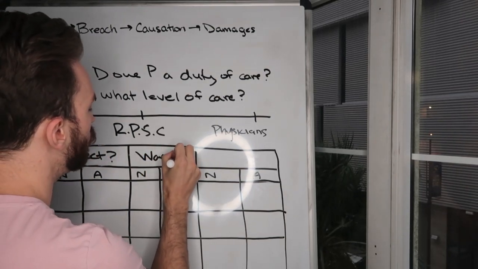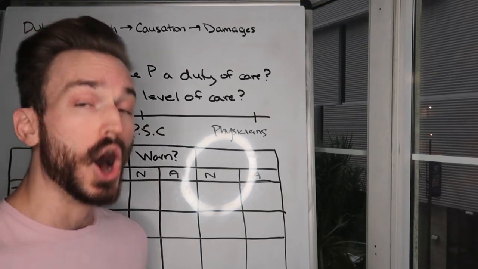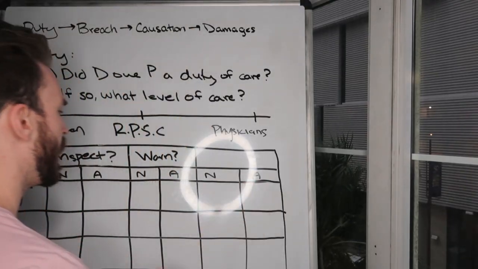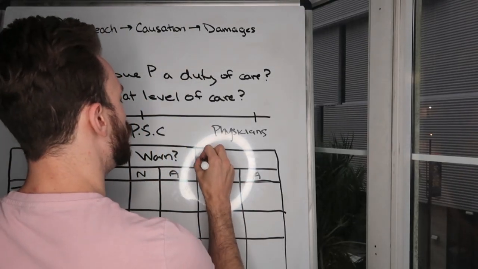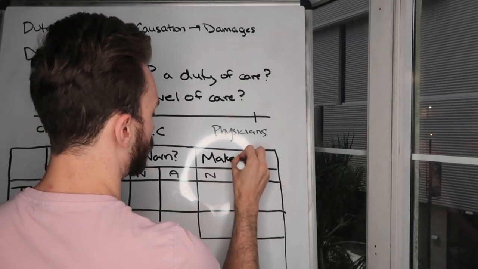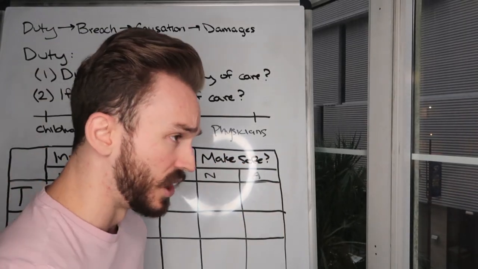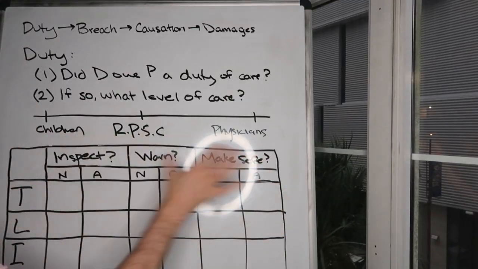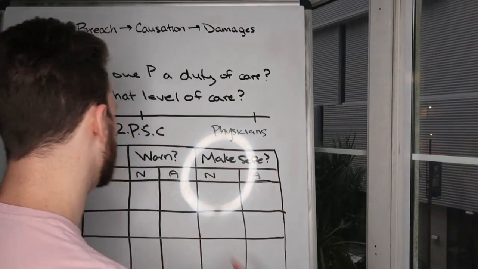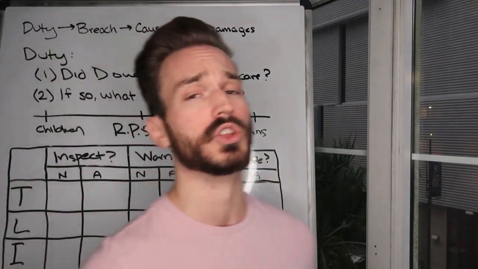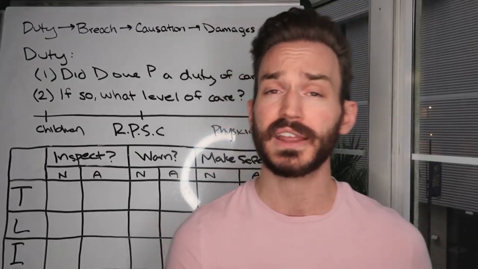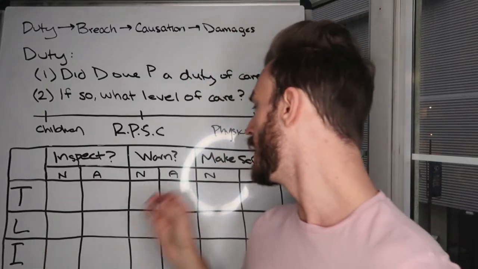Is there a duty to warn entrants of known hidden dangers on the land? And finally, there's the duty to make safe. To make safe hidden dangers on the land. So these are kind of your 3 duties you should think about. A duty to inspect the land, a duty to warn of hidden dangers that are known, and a duty to make those dangers safe.